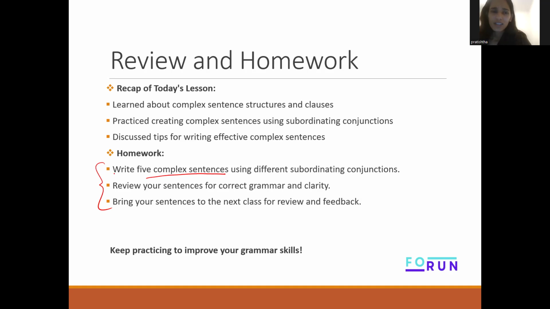Let's just review what we did today. So we learned about complex sentence structures and clauses. What are dependent clauses? What are independent clauses, right? How to use them. We also studied what conjunctions are, subordinating conjunctions especially. So we learned a few different kinds of conjunctions, why they are used and where they are used. And we discussed some tips as well. We practiced some activities to be able to use these conjunctions in a better way. And that was pretty much it that we did, right?